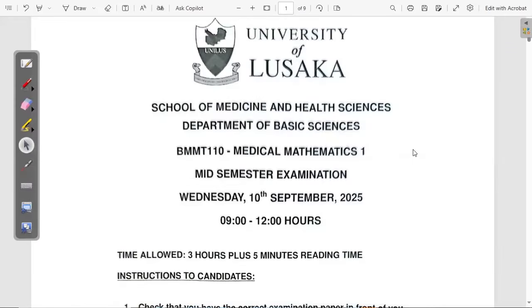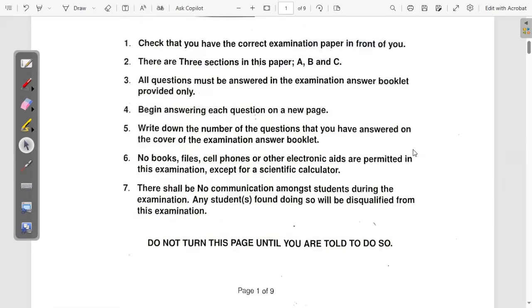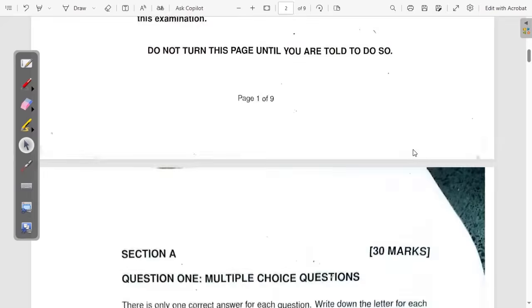All right, so welcome to this revision session. We are going to be looking at the mid-semester examination paper. This paper has three sections. There's section A, B, and C. We are going to do and solve questions from all the sections.